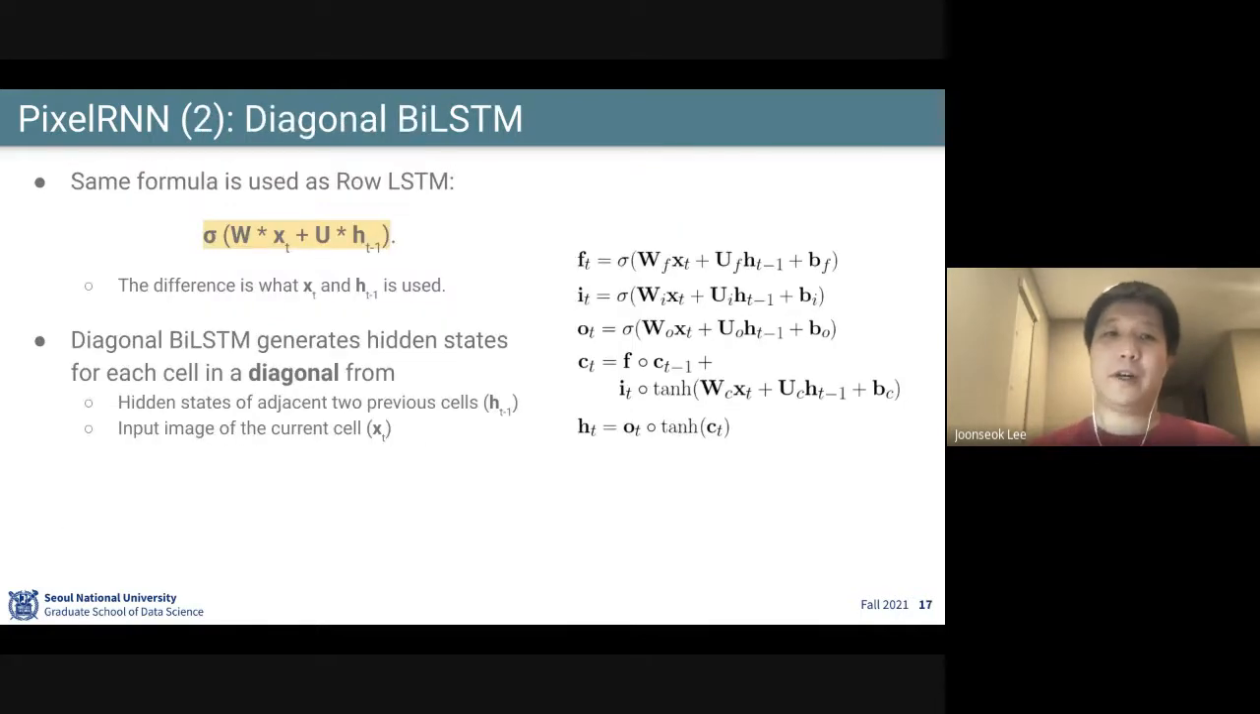So what they tried is another type of LSTM model. Interestingly, this slide is exactly the same as before. Because this is an LSTM, the RNN formula is exactly the same. The LSTM formula is still exactly the same. The only difference is what is assigned to H and X. That is the only difference. But now they try to apply the LSTM in a diagonal form. So let's see how they do that.